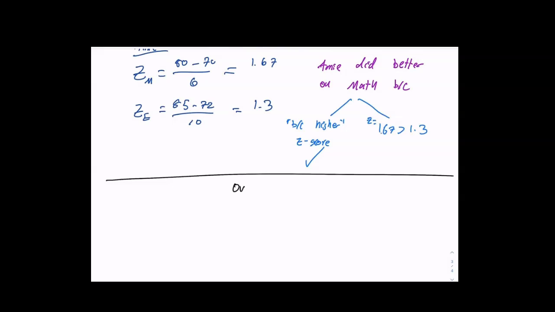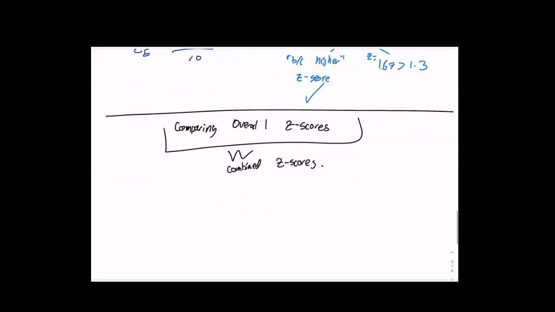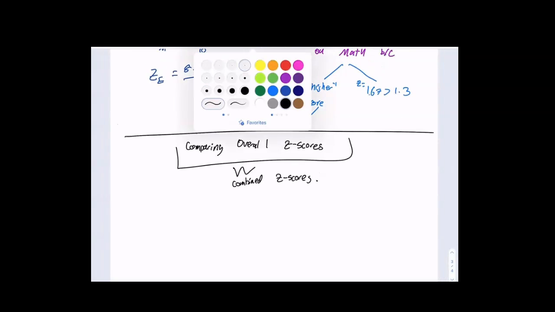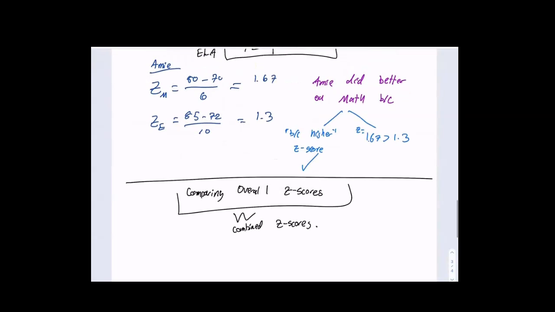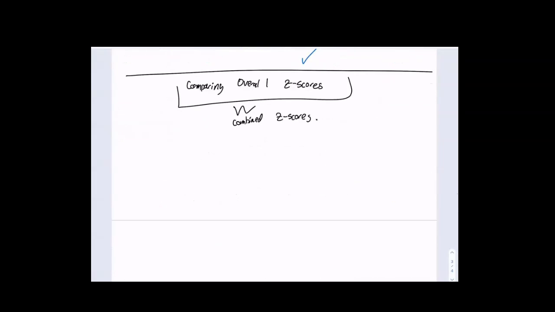All right. Overall, comparing overall z-scores. These problems are much the same thing, but we're going to combine. So when I say overall, I mean the combined z-scores. All right. So now we're comparing multiple people. Was that homework 11? Overall z-scores? The overall one, yes. Yeah, that one. That was the one we're talking about right now.